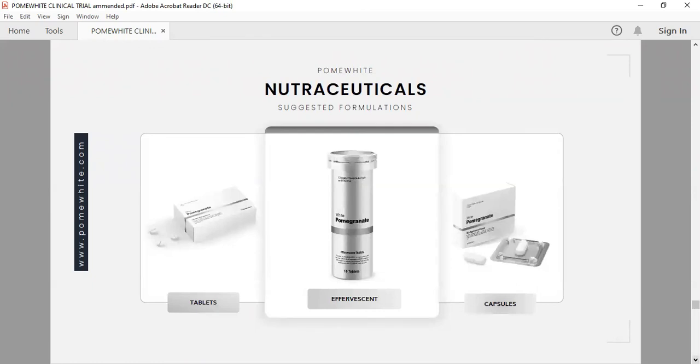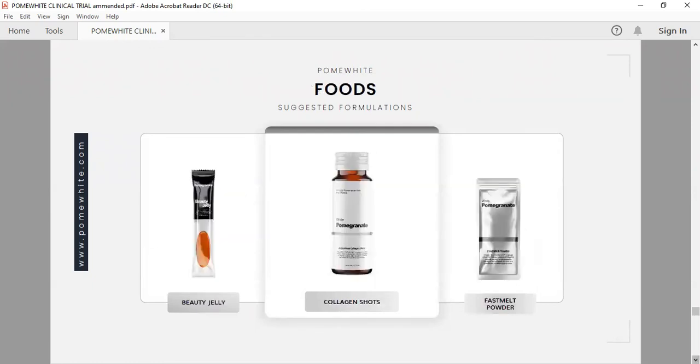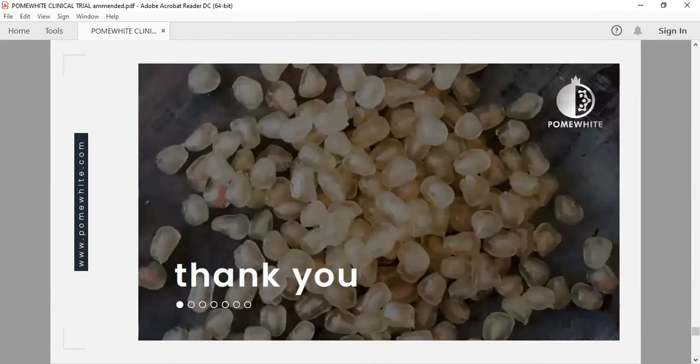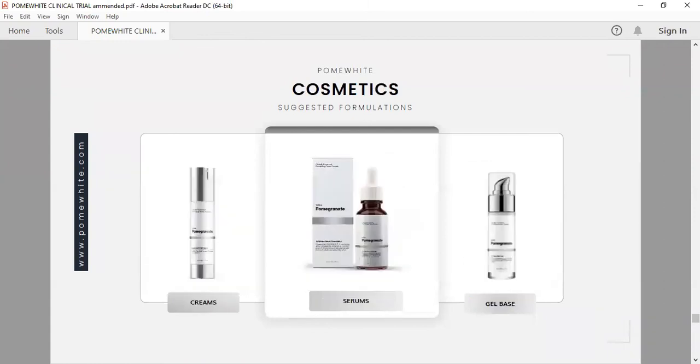There are different suggested formulas as well, for oral and topical use of Pomewhite. The lab is currently working on these formulas, and obviously they will be in the market soon. Thank you so much.